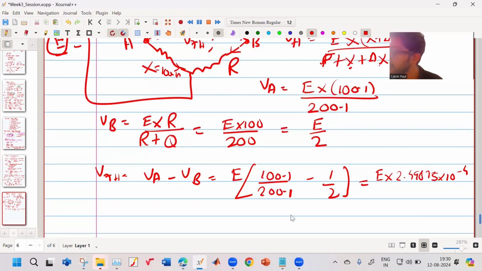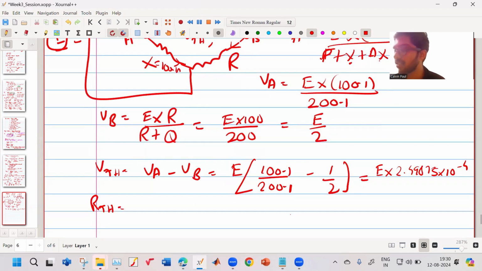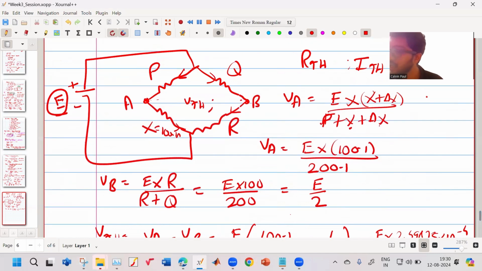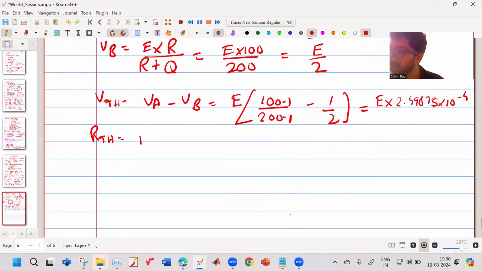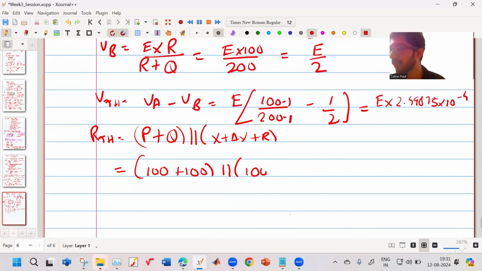Now I have to find my R Thevenin. What is my Thevenin resistance? If I see between A and B, P and Q are in series, X and R are in series, and then they are effectively connected in parallel. So that will be P plus Q in parallel with X plus delta X plus R. That is 100 plus 100 in parallel with 100 plus 0.1 plus 100. So how much is this value?